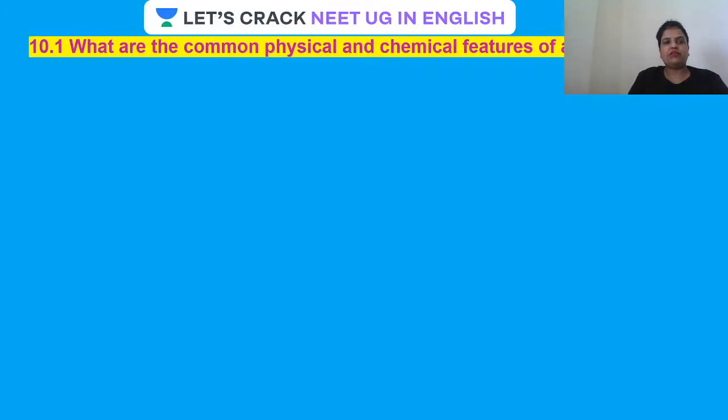You must be finding the very first question on the screen. What are the common physical and chemical features of alkali metals? First of all, let us cover what alkali metals are. Alkali metals are the elements present in the first group, also called 1A as per Mendeleev. They were present in the 1A group of Mendeleev's periodic table.